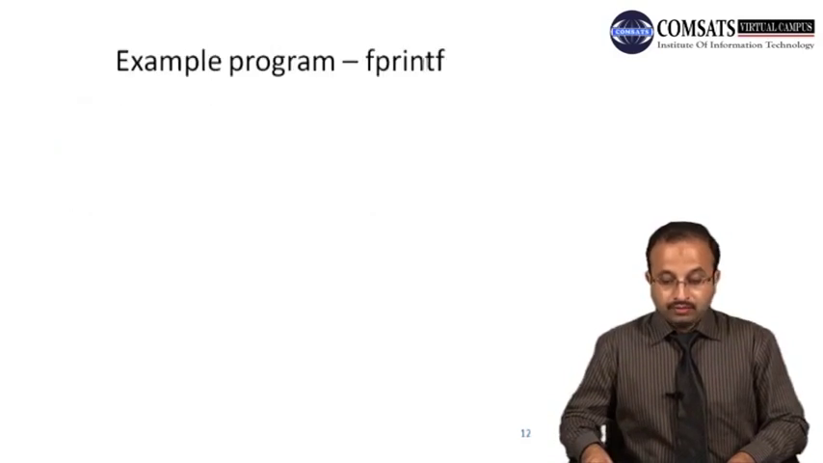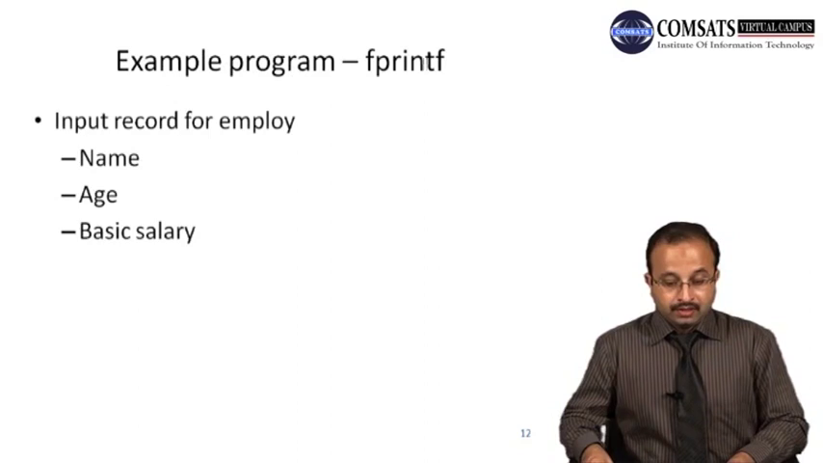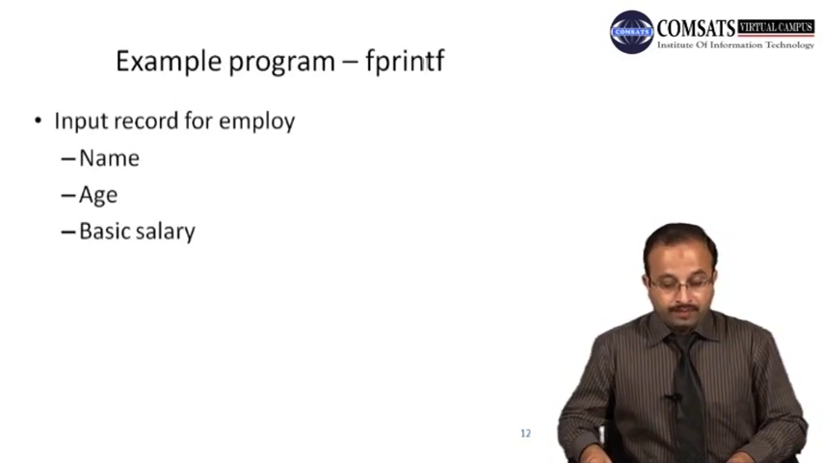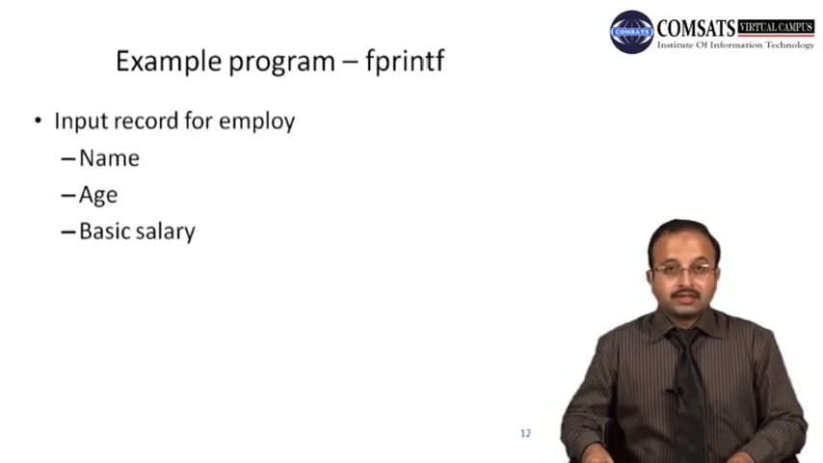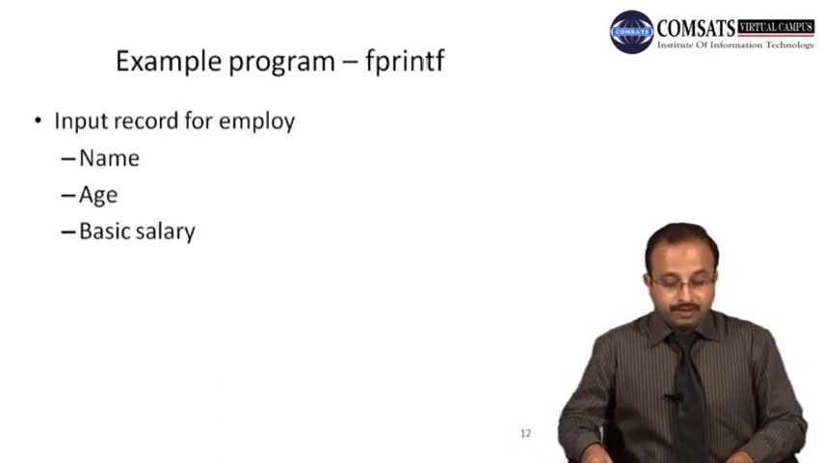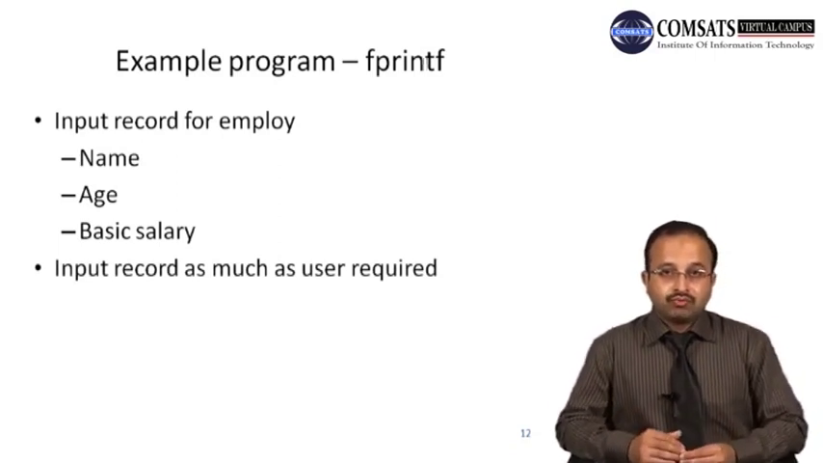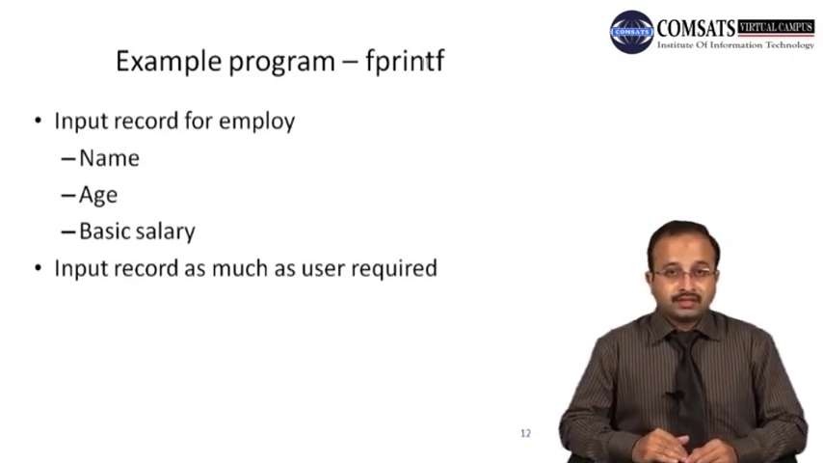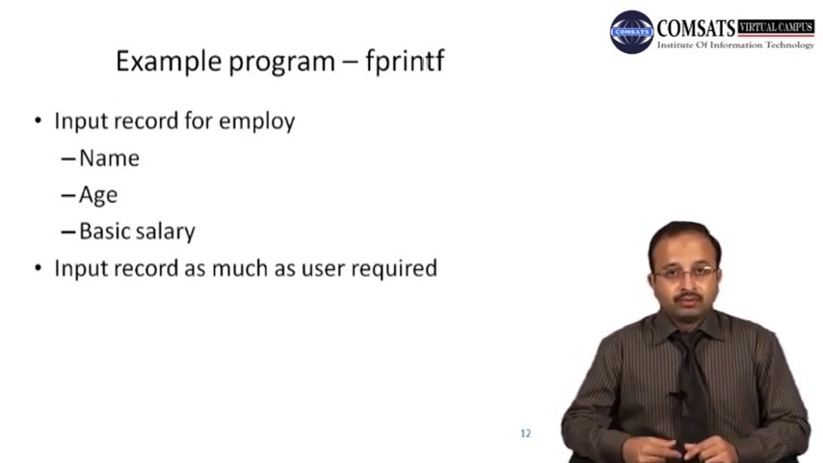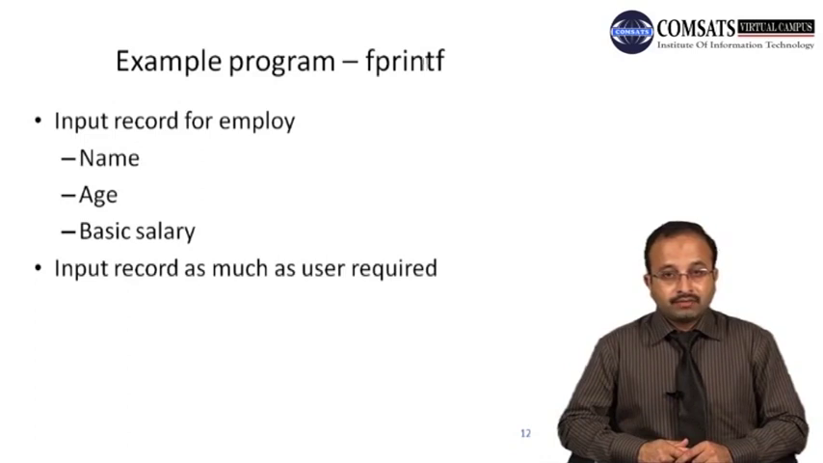Let's see the example program using fprintf. Input record for employee. We have a structure employee that contains employee name, age and basic salary, and we input records as many as the user requires. So you will input a record, then it says do you want to enter another record. If you say yes, the while loop executes once more, so you have to input name, age and basic salary again of the second employee, and then it writes those contents in the file.